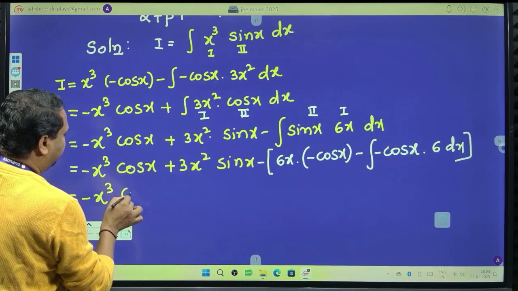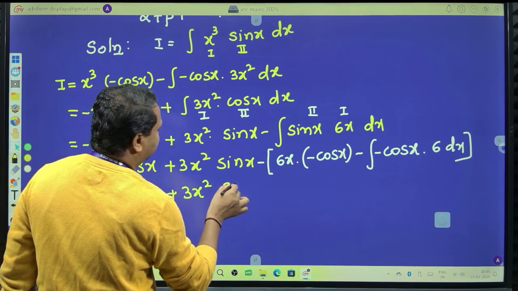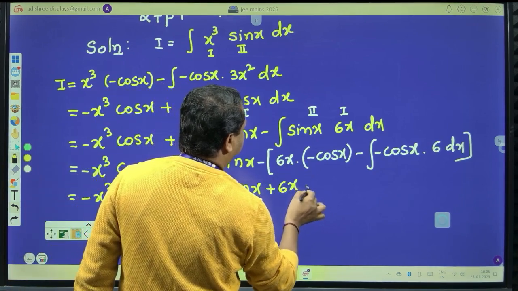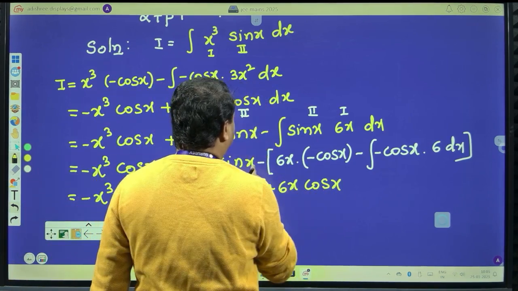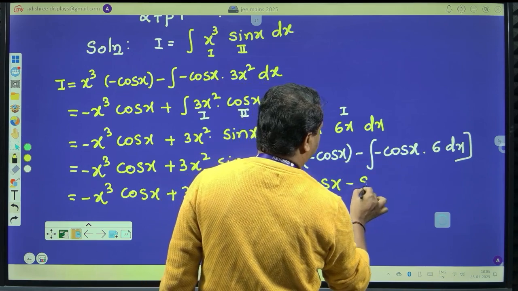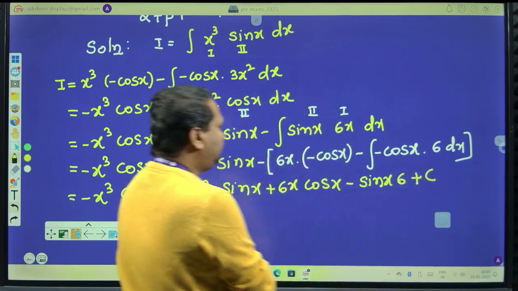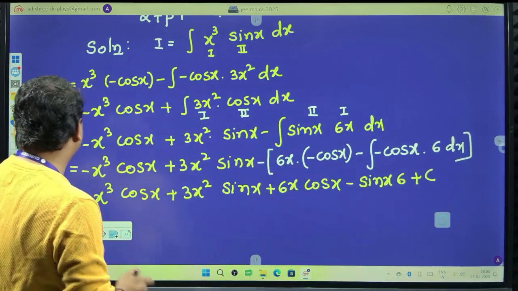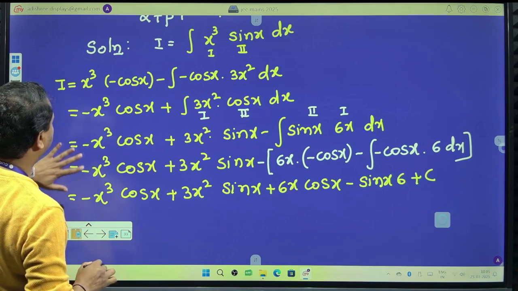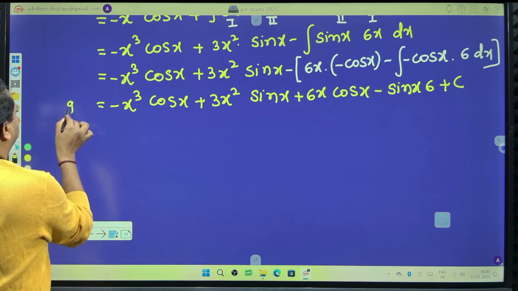Minus x cube into cos x plus 3x square into sin x, minus into minus plus 6x into cos x, minus into minus plus into minus minus, integration of cos x is sin x plus c. This becomes g of x, isn't it? This is g of x, or I.